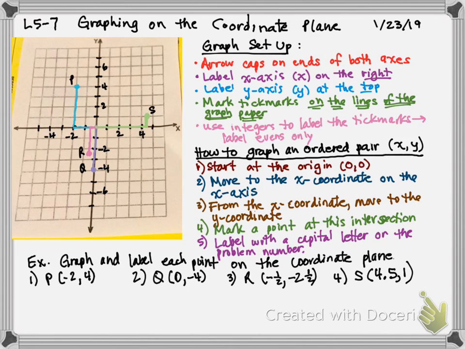And that's it. That's all you do in order to graph. You start at the origin, you move to the x-coordinate on the x-axis. From there, you're going to move to the y-coordinate. That's where you finally get to mark a point where those two values intersect. And then you're going to label with a capital letter or the problem number.